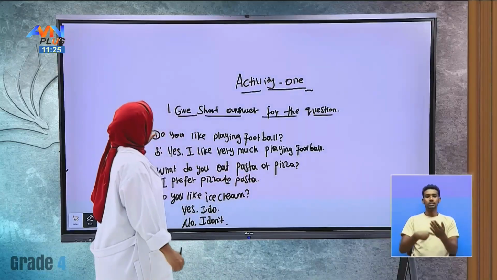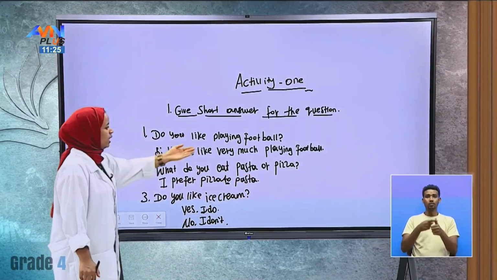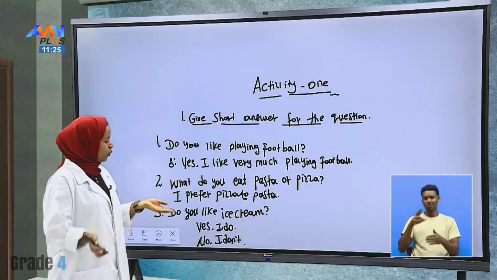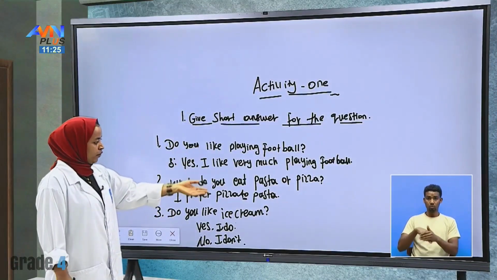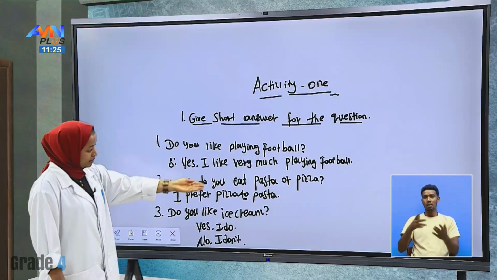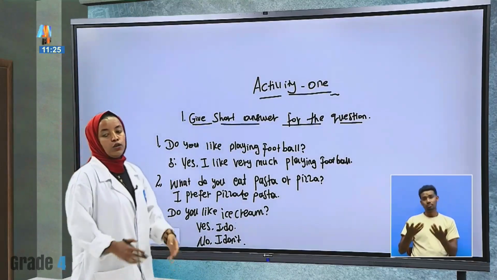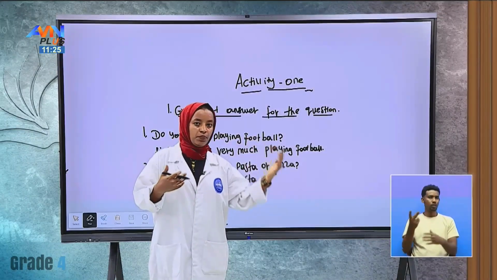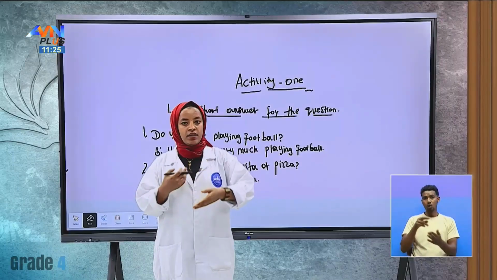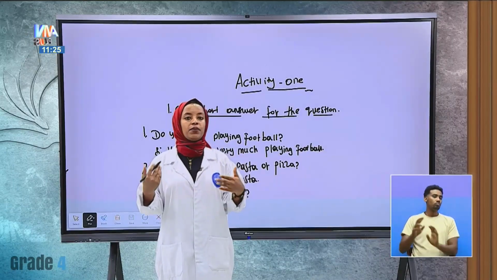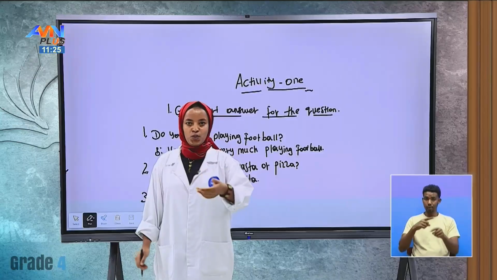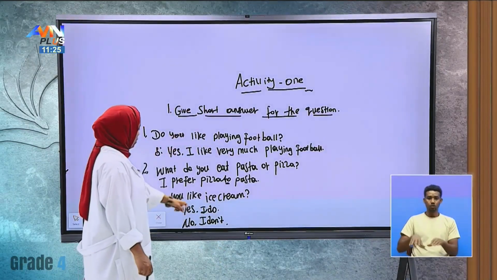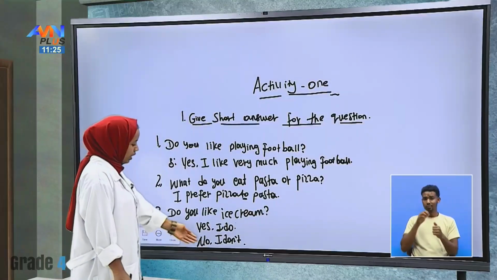These are the questions. You can answer the first question, yes, I like playing football very much, or I don't like playing football. I prefer pizza to pasta. And also you can say, I don't prefer both. It means you don't want pizza or pasta. This is the preference. The difference between like and preference is that preference gives you a choice to choose one of them. And here, students, do you like ice cream? Yes, I do. And no, I don't.